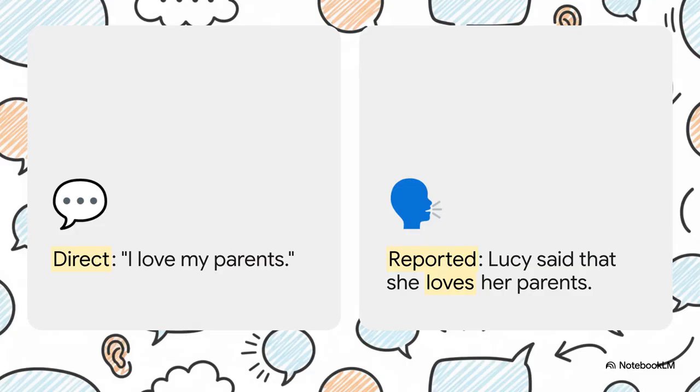For example, look at this. I love my parents. When we report this, we can say, Lucy said that she loves her parents. We don't have to backshift to loved because her loving her parents is an ongoing truth. She loved them when she said it, and she still loves them now. Keeping it in the present tense just highlights that fact.